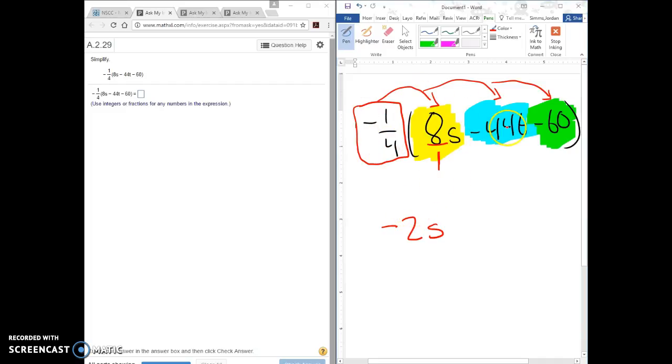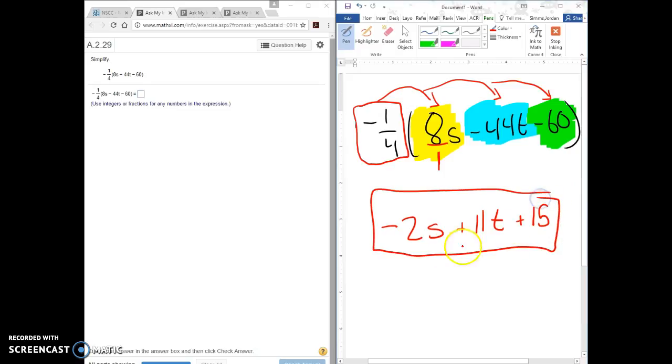We'll do the same now over here. We're going to have negative 1 times negative 44. That's going to be positive 44. Then let's divide that by 4. That's going to be plus 11t. And then we'll do the same over here. We have negative 1 times negative 60. That's going to be positive 60, divided by 4, it's going to be plus 15. Okay, so there we go. We've just distributed, and there's no like terms now. There's no brackets. We're good to go. So that one has been simplified.